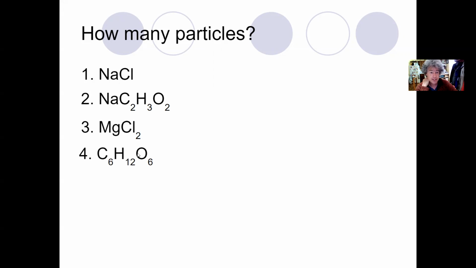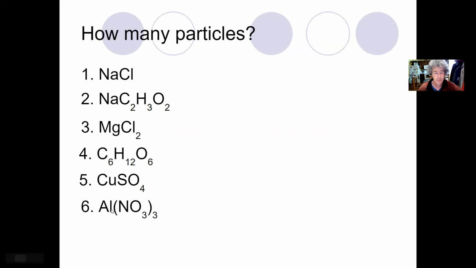Glucose, which is C6H12O6, is a covalent molecule, so when it dissolves, it will stay as an intact molecule. If we have copper sulfate, the copper is a +2 ion, a single ion. Sulfate, SO4, is a -2 ion. It's a single ion, so it will split into two pieces. Aluminum nitrate, Al(NO3)3: the aluminum will split into Al3+. Each of the nitrates, there are three of them, will separate. So we'll have three particles here, one there, for a total of four particles.